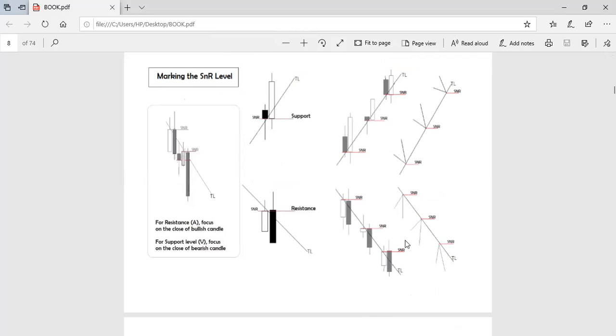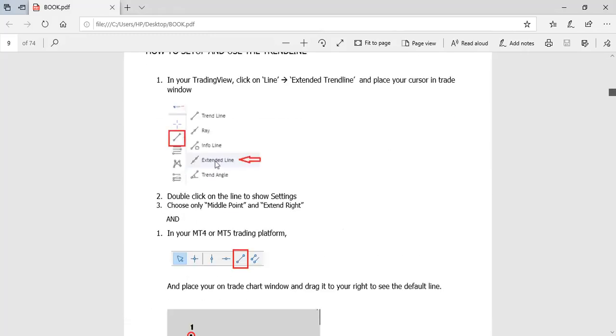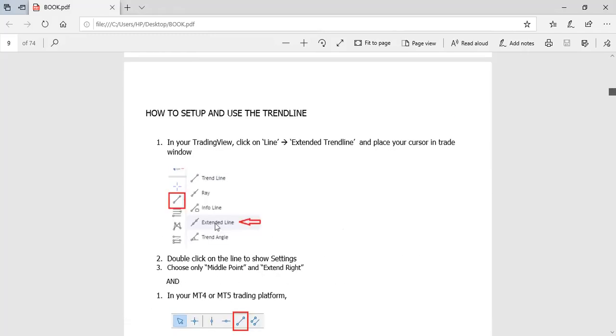So that when you see a breakout that comes out here like this, you buy and sell into the breakout. Then how to set up your trend line.